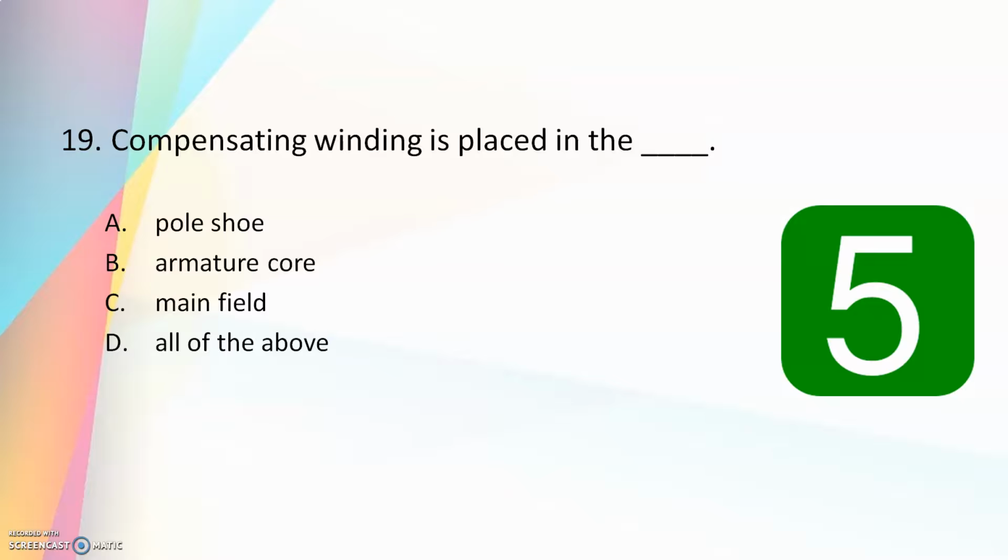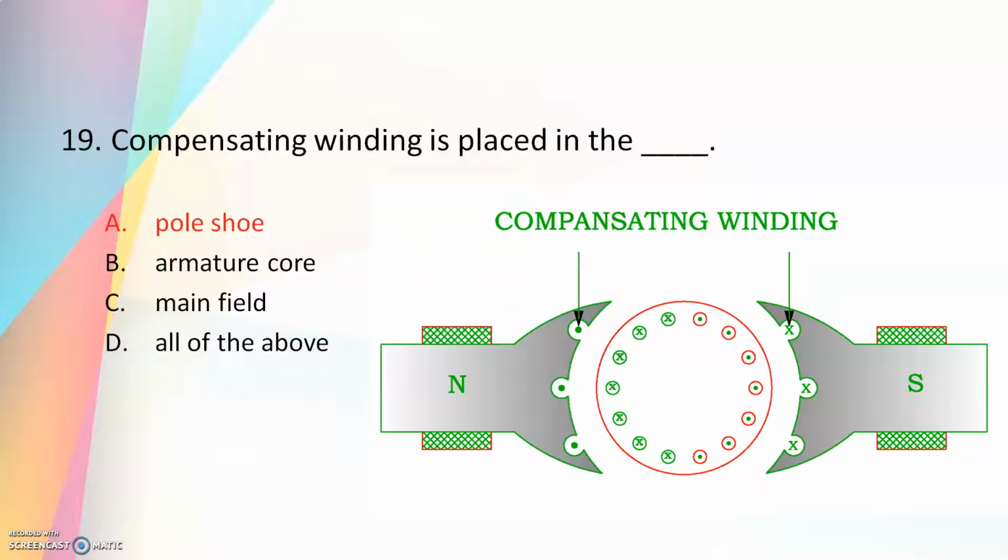And the answer is pole shoe. The compensating winding is placed in the pole shoe or pole face, cut into slots embedded in the pole. They are connected in series with the armature, having the same axis as the armature but opposite polarity of the pole.